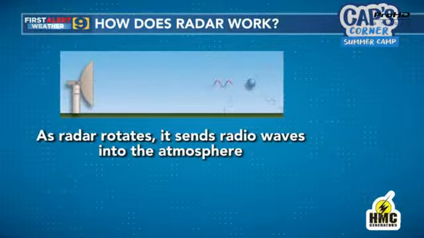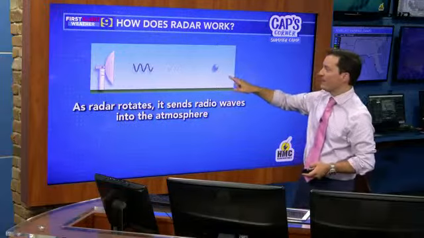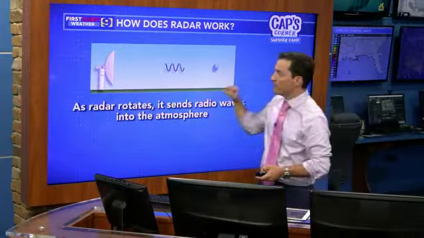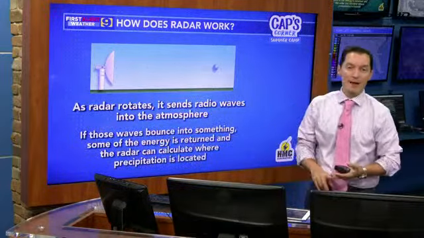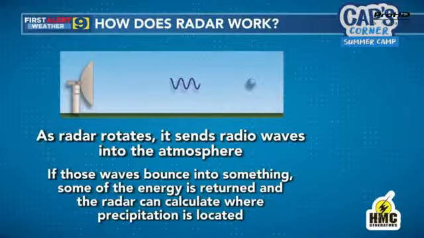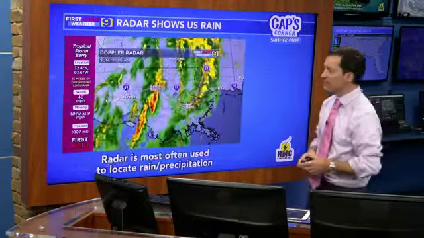As those radio waves travel across the sky, if they bounce into anything, namely like a raindrop, that's what we've got right here, some of that radio wave gets bounced back to the radar. Then the radar can do some math, it can do some calculations, and it can figure out A, how far away the rainfall is, and B, how heavy the rainfall is or how heavy the precipitation is.